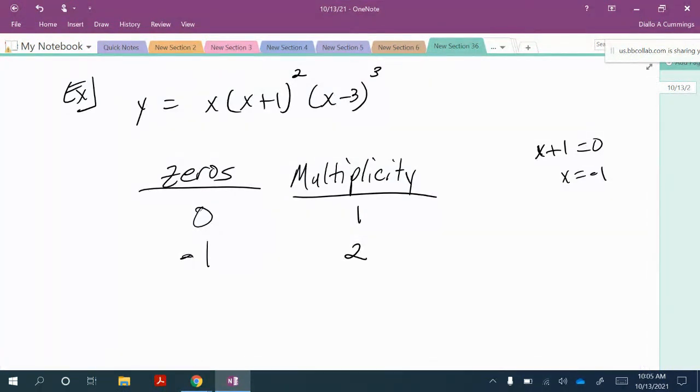And if we look at the third factor, x minus 3, x minus 3 as a 0 would be positive 3. To determine the multiplicity, we simply look at the exponent it carries, which is 3. All right, so we have our zeros and our multiplicity. Okay, now the next and last thing I want to talk about today is something called end behavior of graphs.